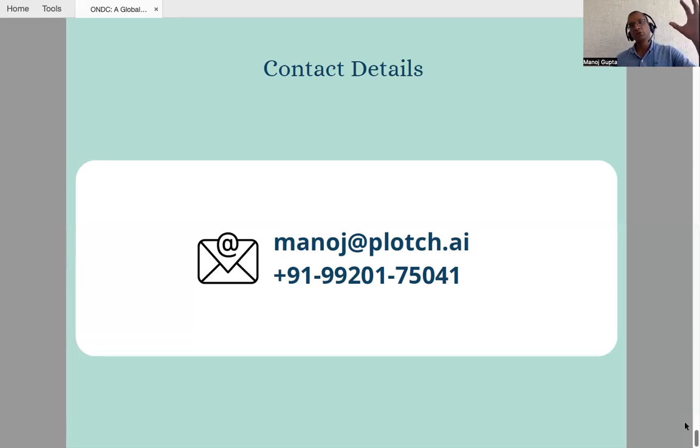So even companies like Google are very excited about ONDC. We have launched a Plotch accelerator with Microsoft, where we are taking startups who want to launch into the network. We take them through this accelerator and scale them into the network. So that's the accelerator that we are working with IDFC Bank and Microsoft. If you need any info on that, I'm happy to share.